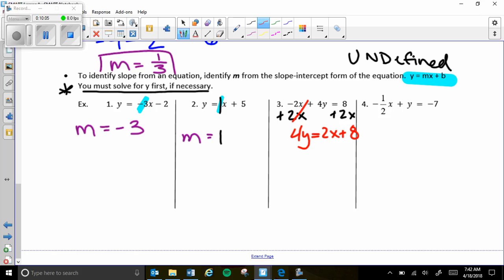All right, but y still isn't by itself, so what's the last thing I need to do? Divide by 4 on both sides, which cancels these out, and leaves me with y equals, now I have to simplify. I can't just leave it 2x plus 8 all over 4. I have to take each term and divide it by 4. So 2 divided by 4 is 1/2, and the x stays with it, and 8 divided by 4 is 2. Now I'd ask myself, is y solved for? Yes. So what's the number in front of x? M equals 1/2.